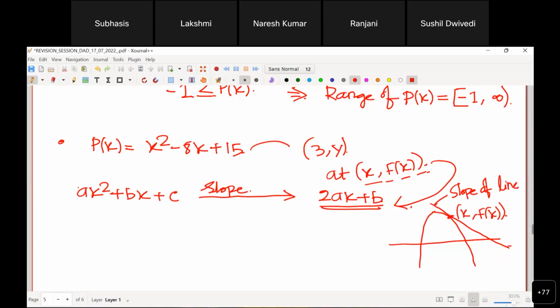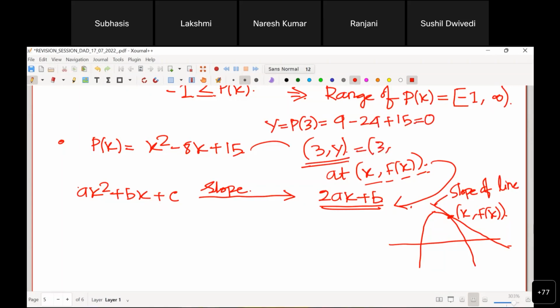Okay, so for this case, what we are trying to find out is the slope of this polynomial at point 3 comma y. So y is nothing but what? y is nothing but p of 3, which is 9 minus 24 plus 15, right? So it's 0.